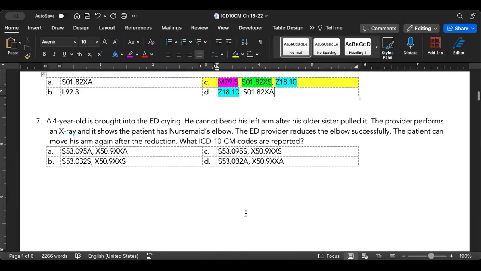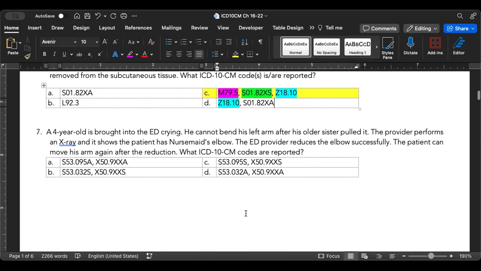We've done a couple, no, let's do this one, nursemaid's elbow. A 4-year-old is brought into the emergency department crying. He cannot bend his left arm after his older sister pulled it. The provider performs an x-ray and shows that the patient has nursemaid's elbow. At that point, the ED provider reduces the elbow successfully, and the patient can move his arm again after the reduction.